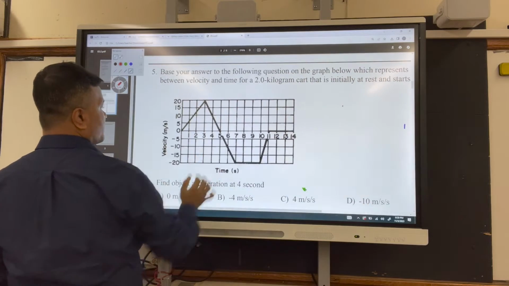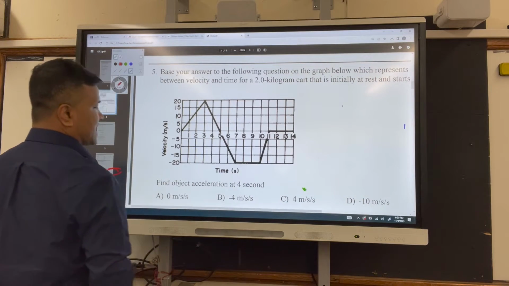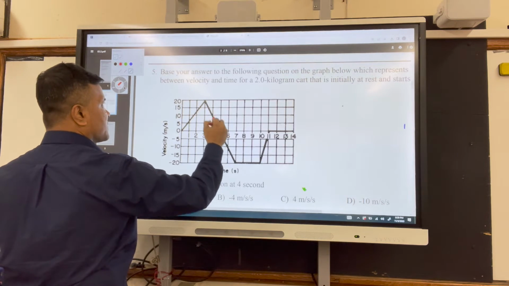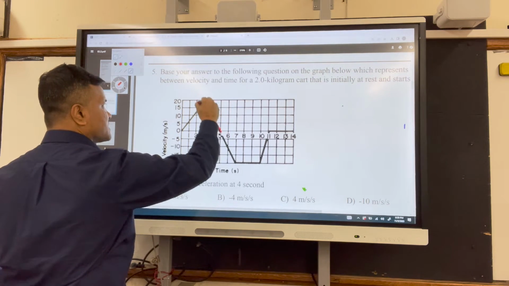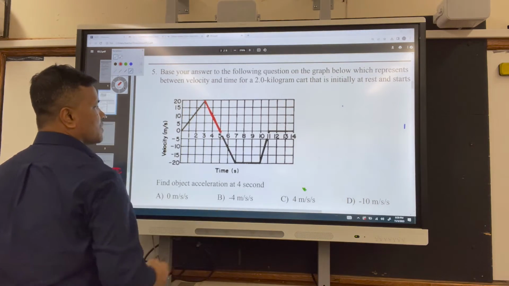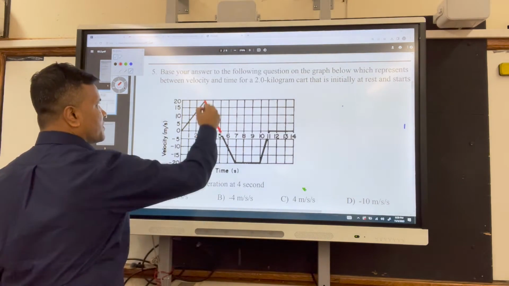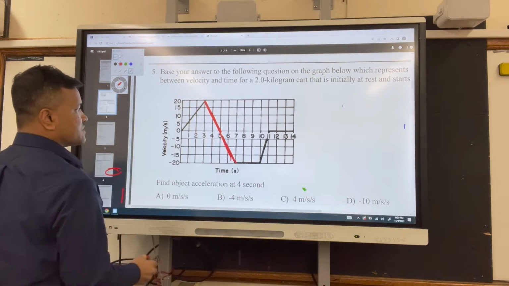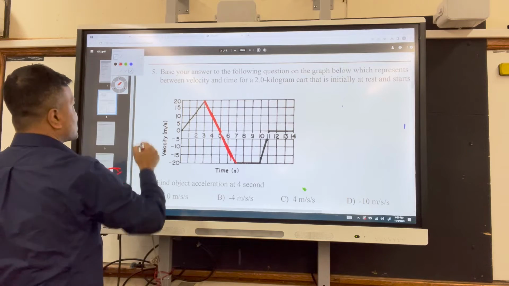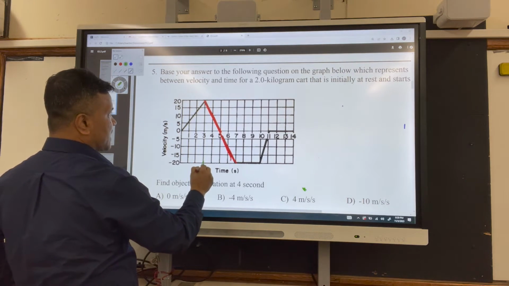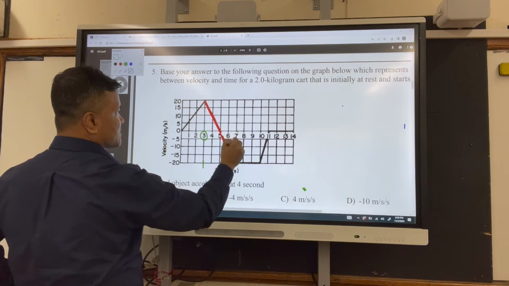All right, problem number 5. I ask you to find the object's acceleration at 4 seconds. To find the acceleration at 4 seconds, you can find the acceleration from here to here, because this has a negative slope, right? Or maybe you can find the entire line, it doesn't really matter. So that means slope between 3 seconds and 7 seconds.